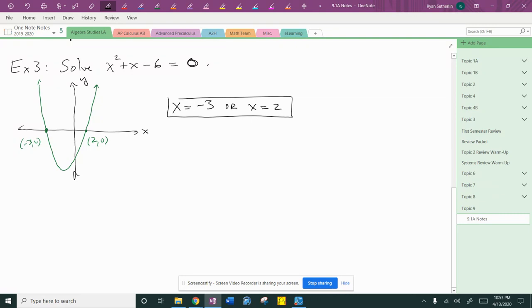All right, one last question. Example 4. For this one, solve this equation: x squared plus x plus 3 equals 0. Again, pause the video, try to graph it, see what you notice, and then come back to me.